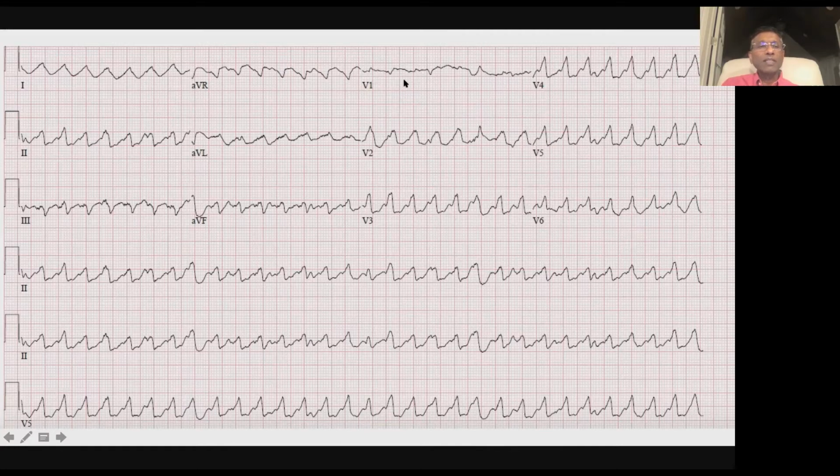Okay. So now, what do we make of this? What shall we do with this? Here's what we should do. We should try to think: is this a typical looking left bundle and suggestive of an SVT, like a flutter or something like that, conducting down with a left bundle branch block, or is it VT? And are there any other clues on the tracing?